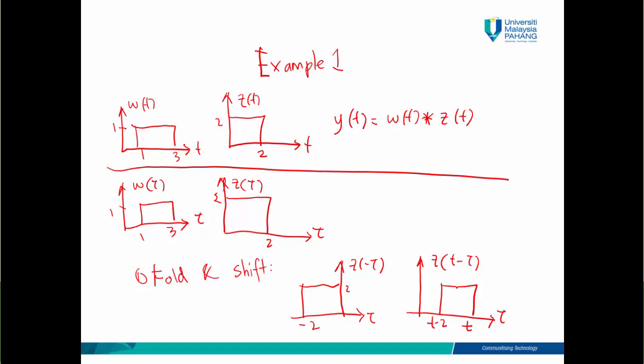We will proceed with the convolution process by convolving the w(t) signal with z(t minus tau). We multiply both signals and then integrate both signals. We will repeat this operation for values of t.